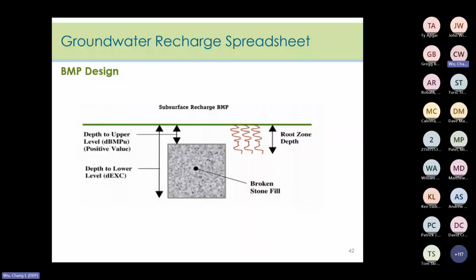And here's another example, the pervious paving. So you will have the dBMPU as a positive value. We are assuming the vegetated ground surrounding the pervious paving is the vegetated ground, and so you measure that, and it will be a positive value because it's above the water level. And for dx, it's from the bottom of the pervious paving system to the ground level.